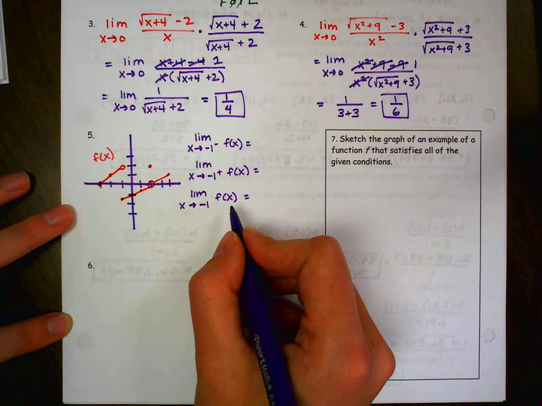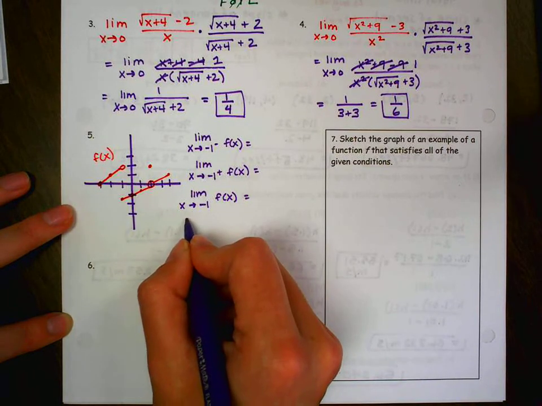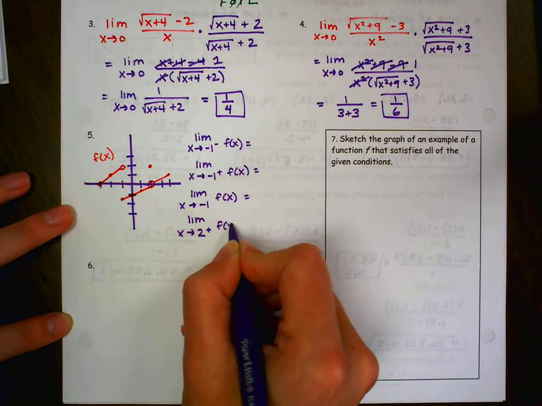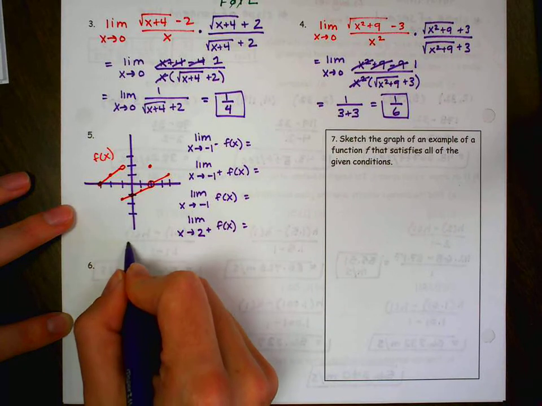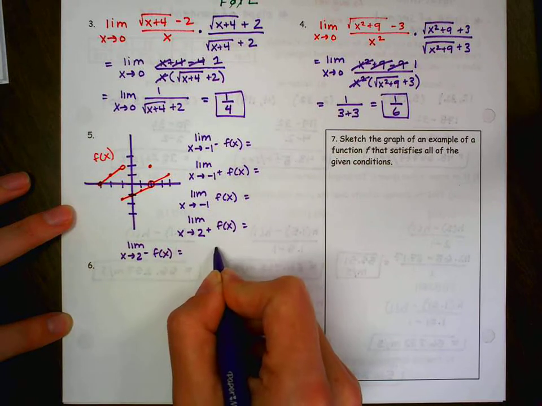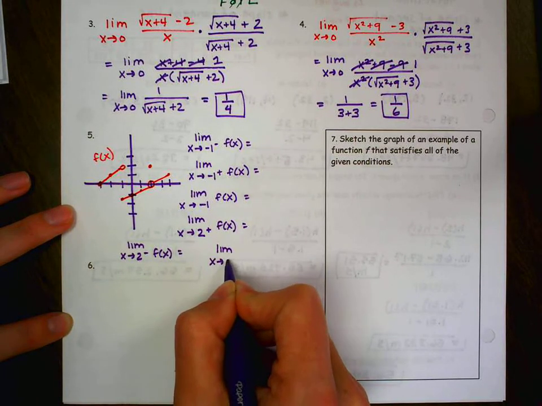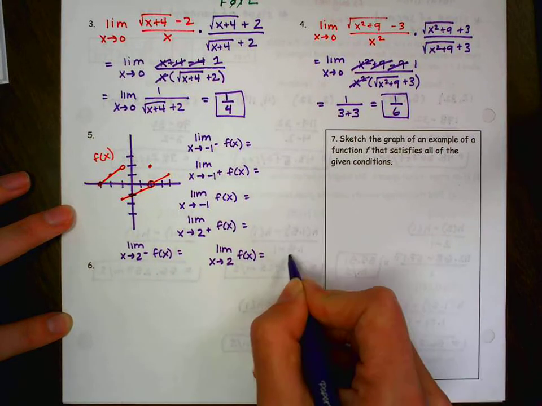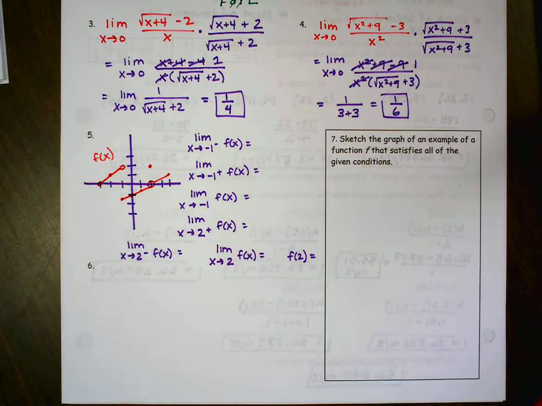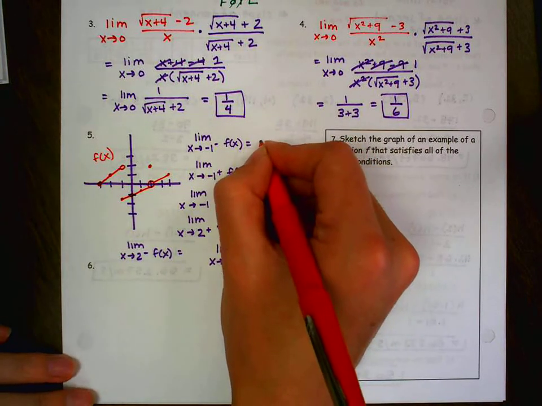I want the limit as x approaches 2 from the positive side. A few more. So pause the video, try them yourself. And then when you're ready, push play again. I'm just going to write in the answers, and you guys can ask me questions about these another time.